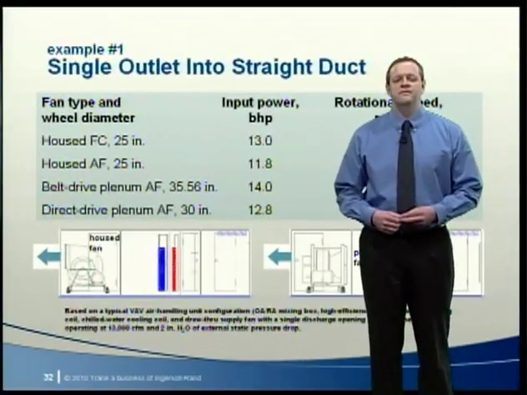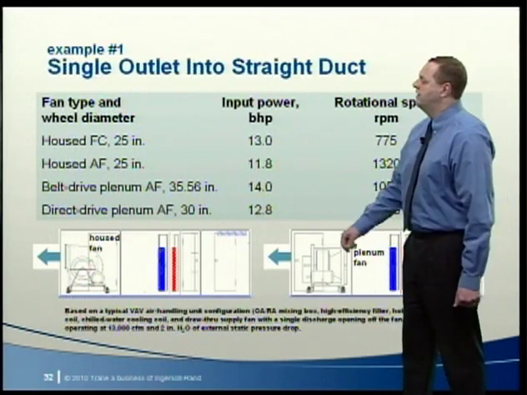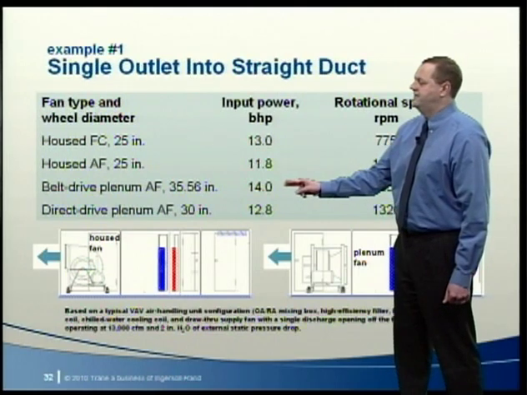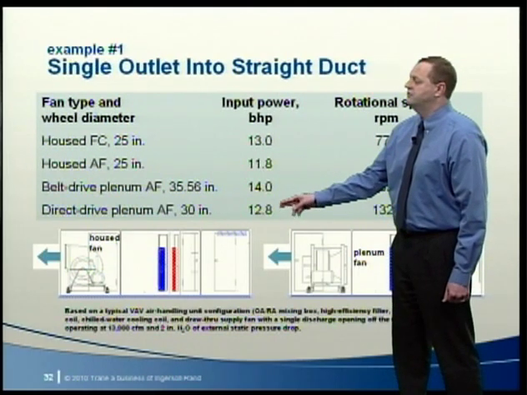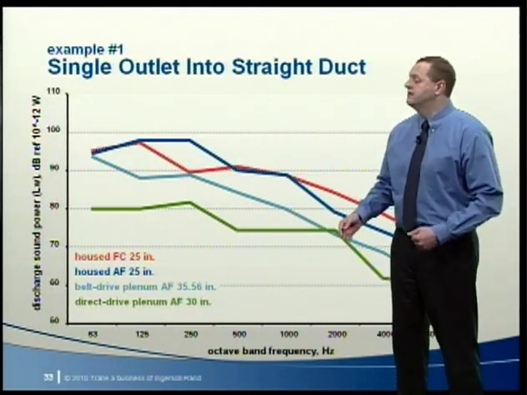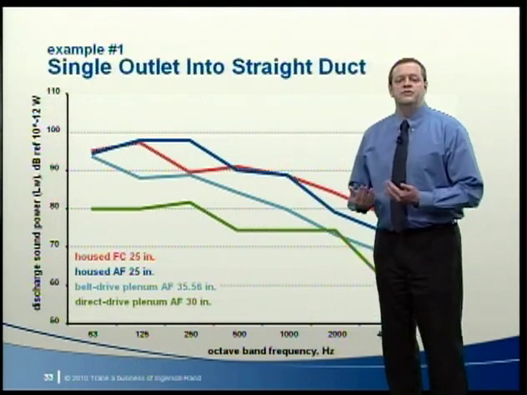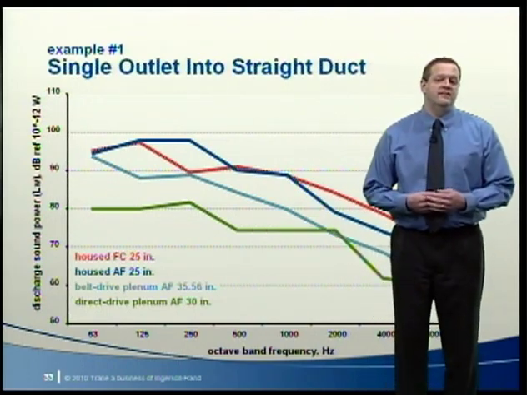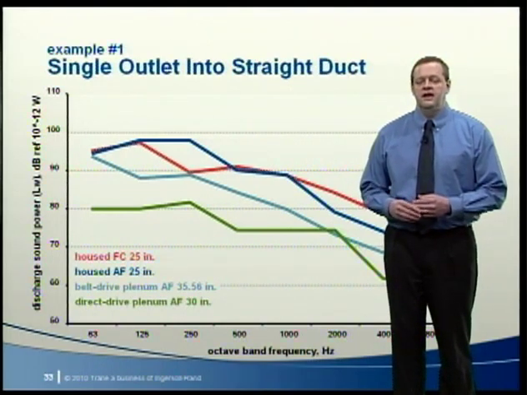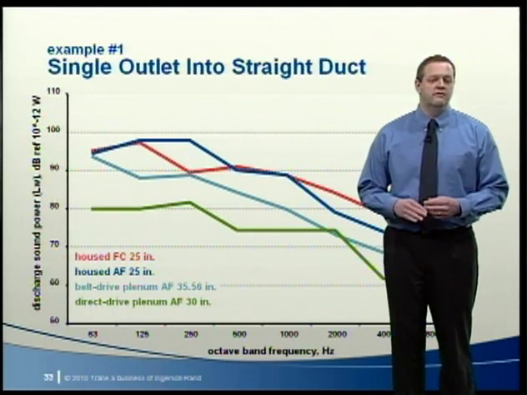Using our same example VAV air handling unit, with this discharge configuration, the housed airfoil fan requires 11.8 brake horsepower compared to 14 for the belt drive plenum fan and 12.8 for the direct drive plenum fan. While the housed fan requires less power, the plenum fans will typically have significantly lower discharge sound levels. The reduced sound levels occur partly because air velocity dissipates more quickly as the air pressurizes the plenum surrounding the fan, and because the plenum provides an opportunity for some of the sound to be absorbed before air discharges from the unit.